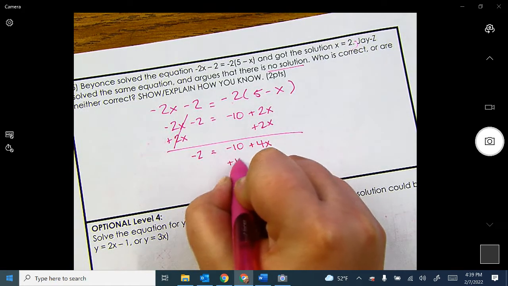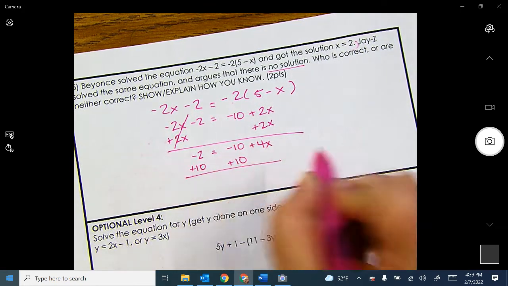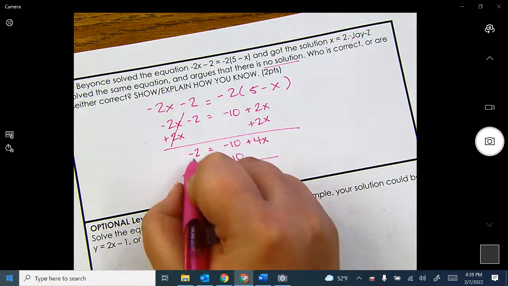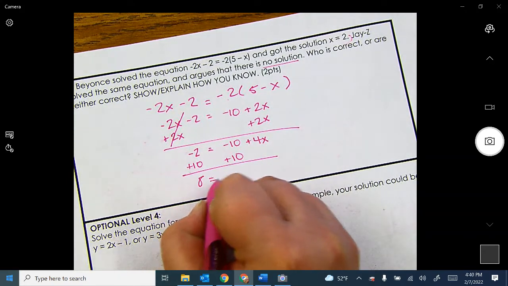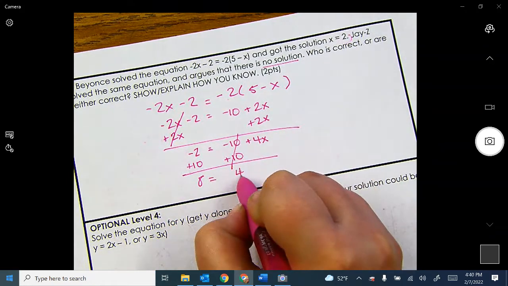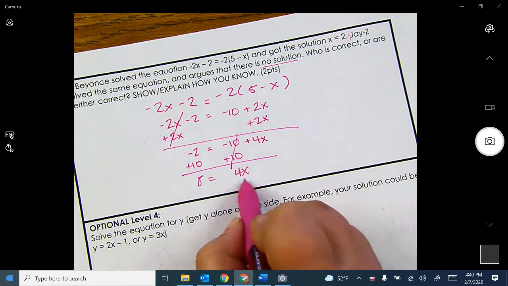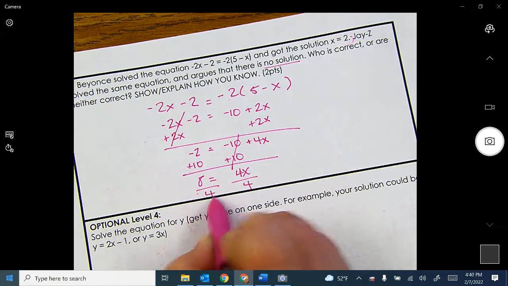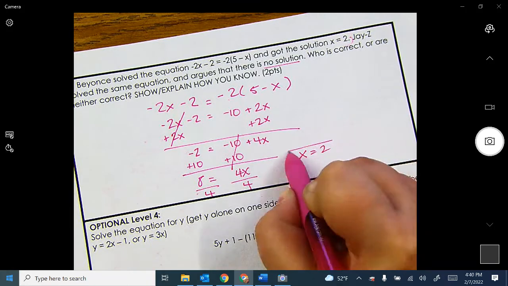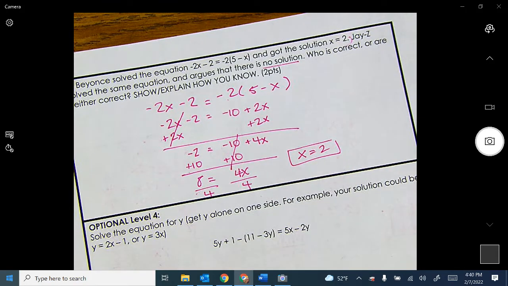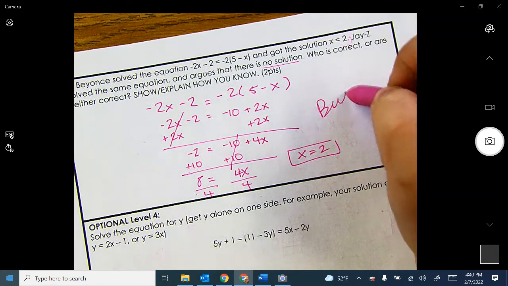Going quick because I'm almost out of time. I'm going to add 10 to both sides so that I have 10 plus negative 2 is 8. Those go away, so I have 4x is equal to 8. Now you should all know if I divide both sides by 4, I get x is equal to 2, or 2 is equal to x, same thing. So we know that Beyonce was right.